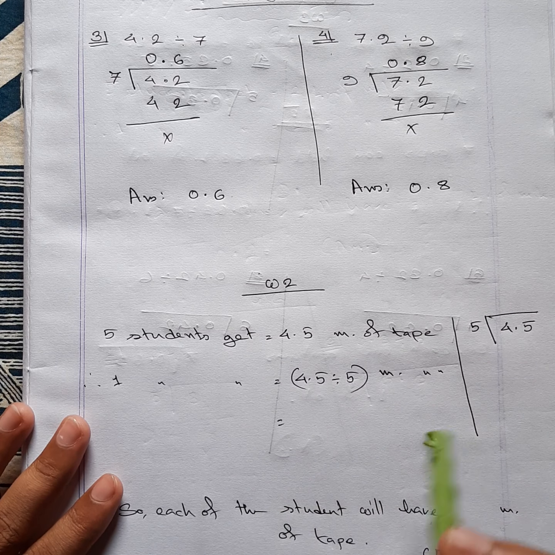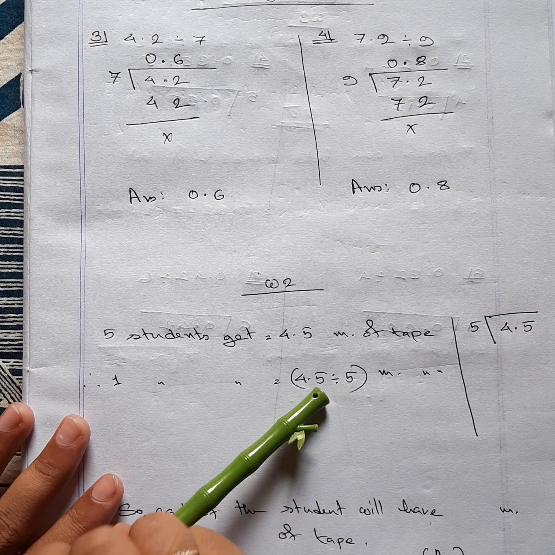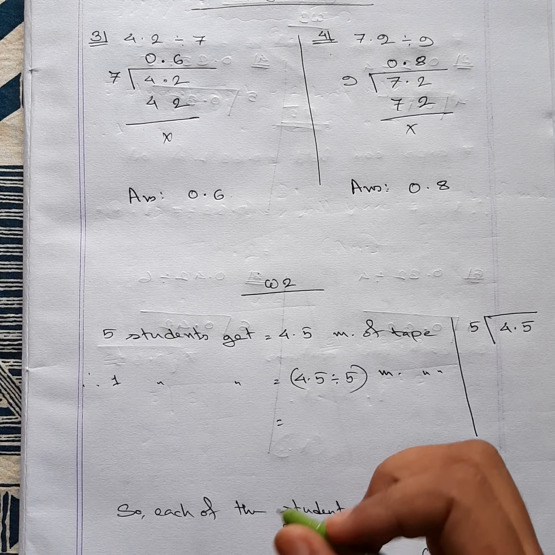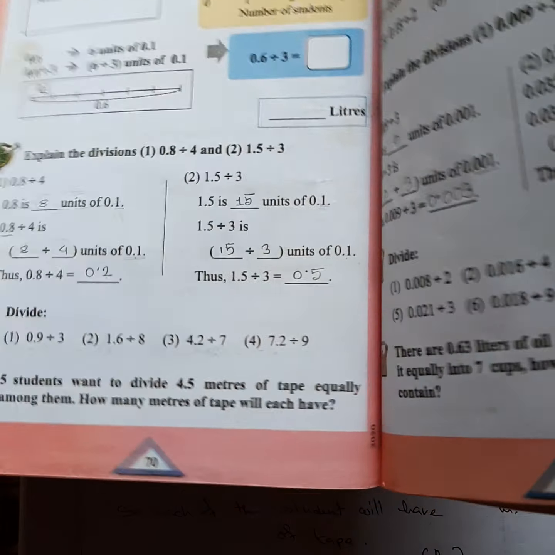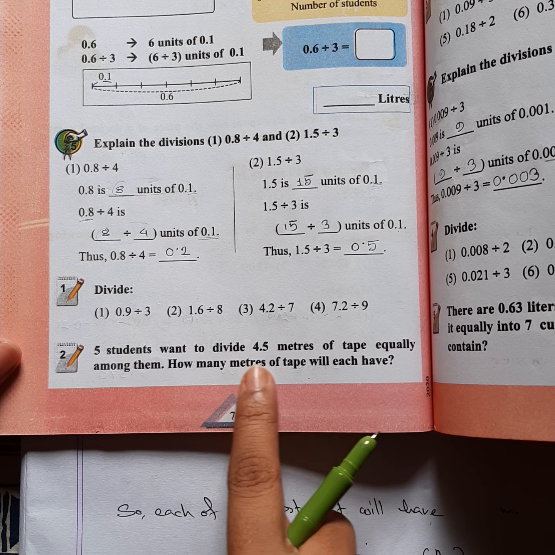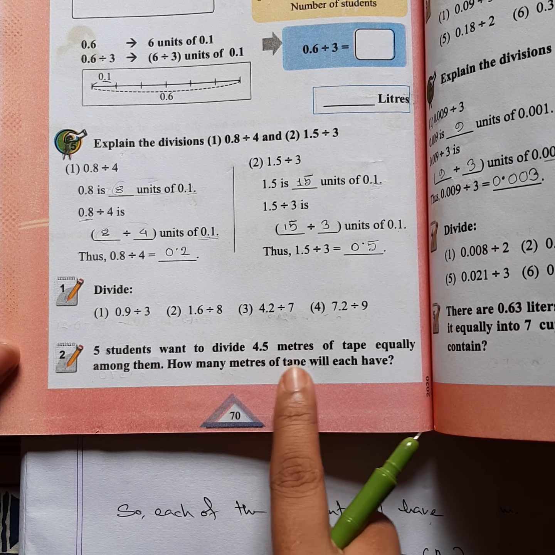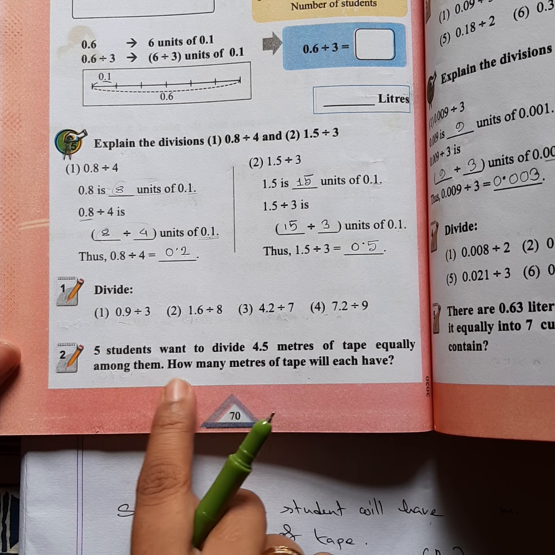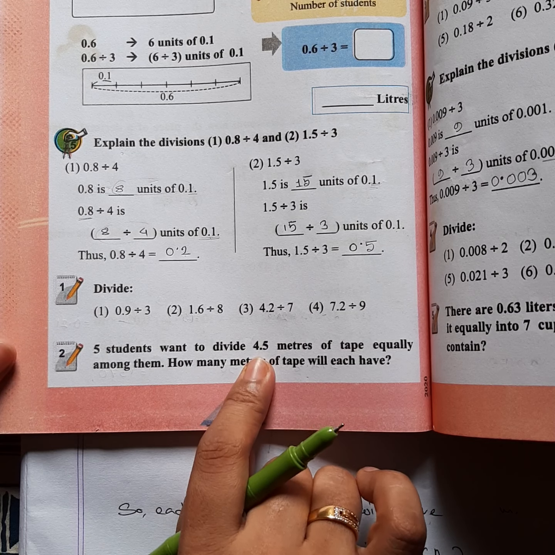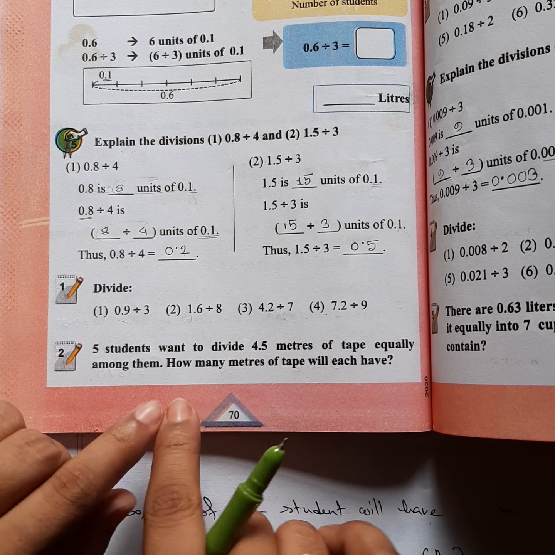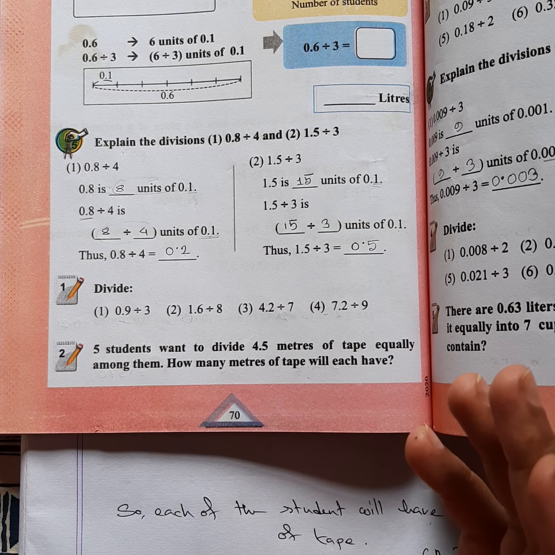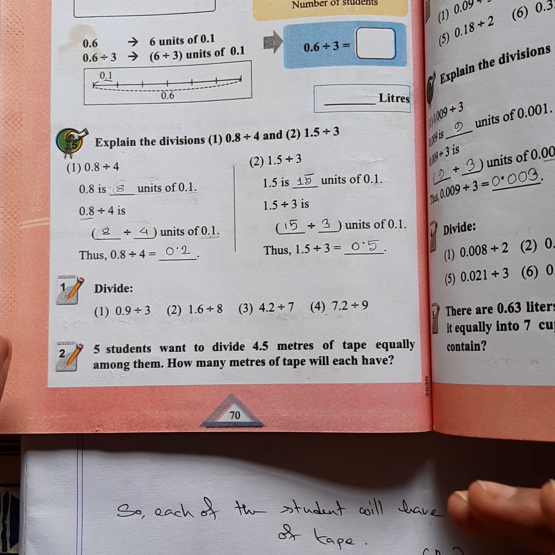And now we are going to do, from page 70, 2 number maths, and 2 number math is: 5 students want to divide 4.5 meters of tape equally among them. There are 5 students. They need to divide 4.5 meters of tape equally. Each student will get how many meters of tape? Let's divide them.